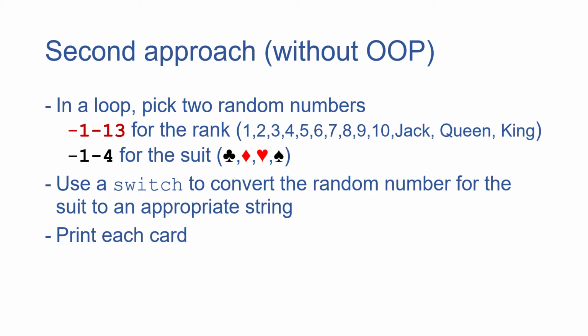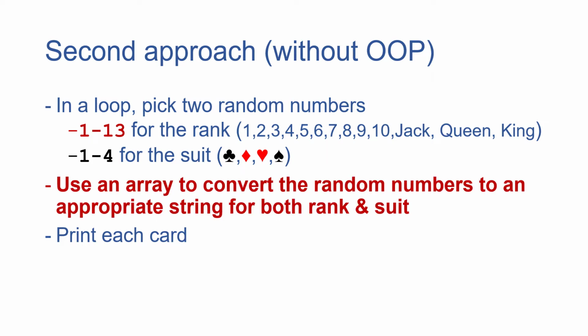So our second approach, again, not using object-oriented programming yet, we're going to take the original approach we had, and instead of using a switch, we're going to use an array to convert the random numbers to an appropriate string for both rank and suit. So now we'll have our Jack, King, Queen strings as well.